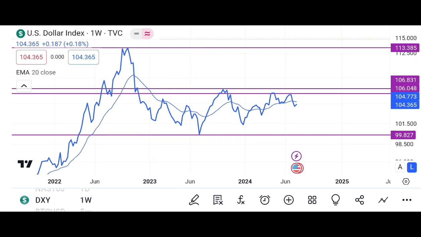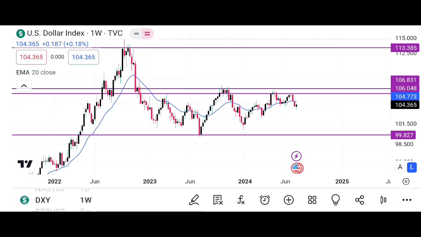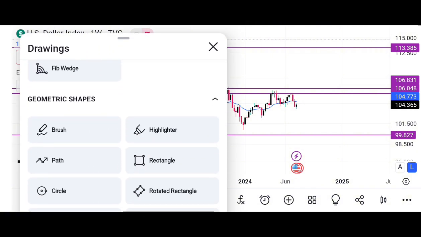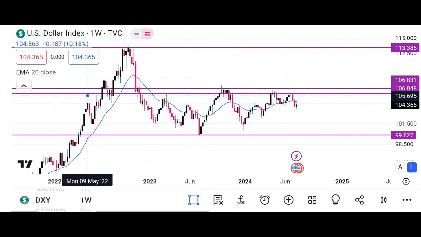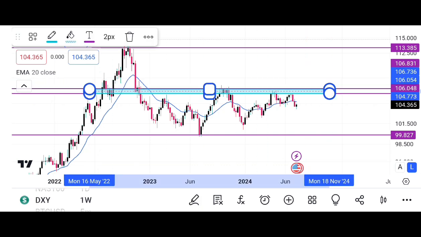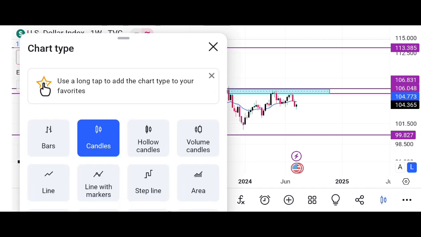So yeah, that's how I see the DXY currently. So I'm going to be marking my rectangle. So again, we're in line chart mode.